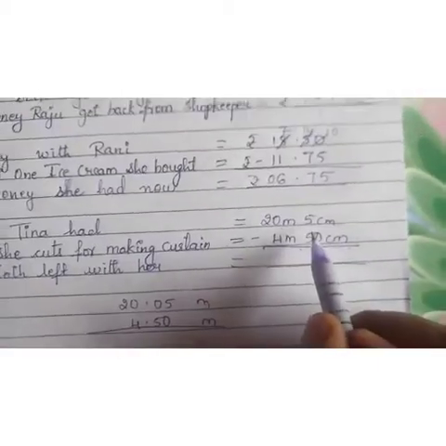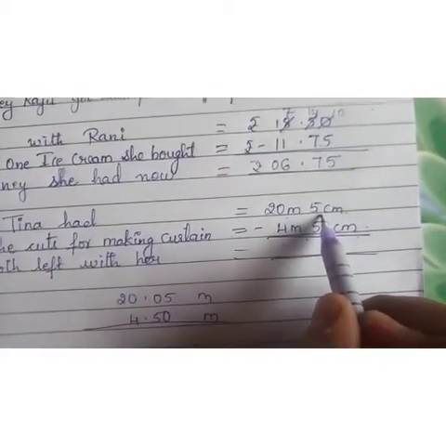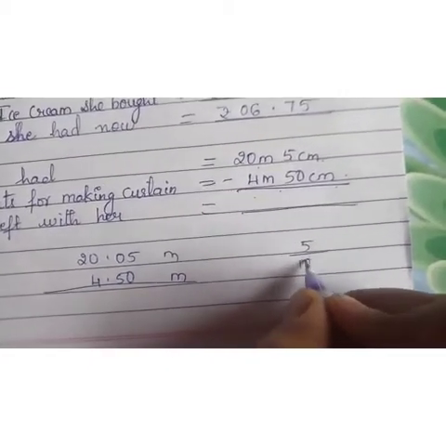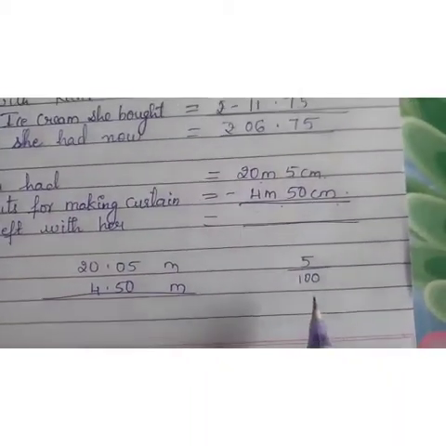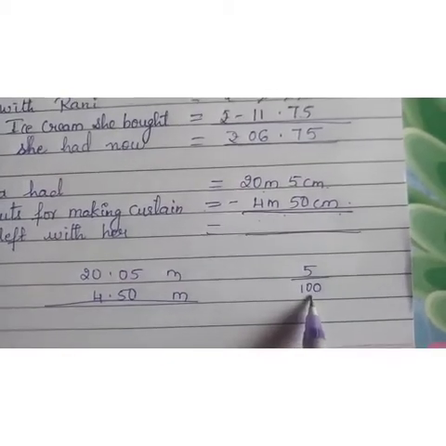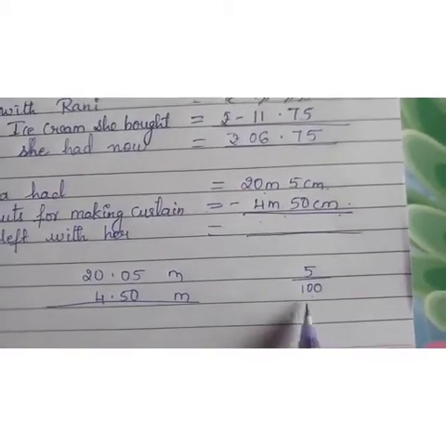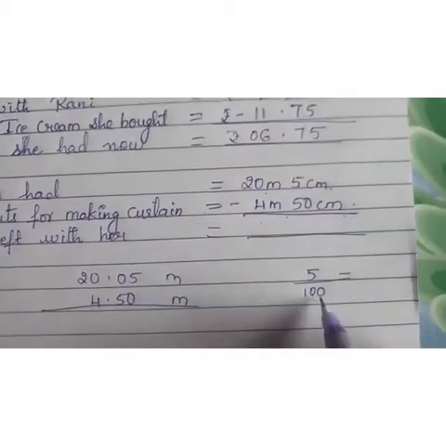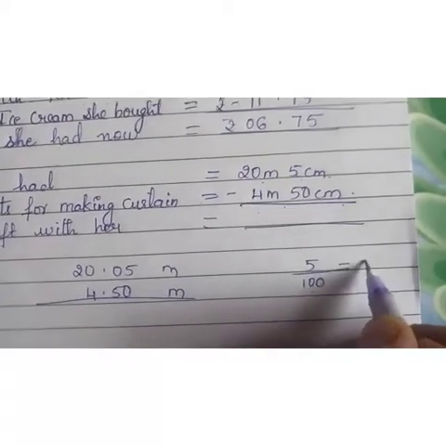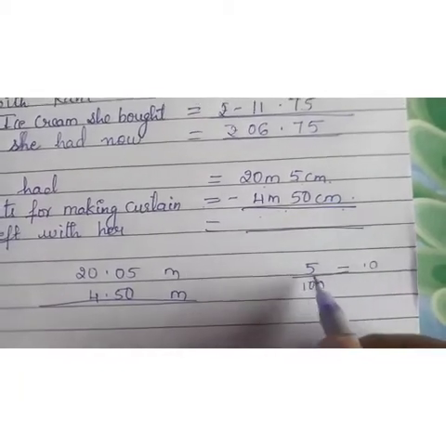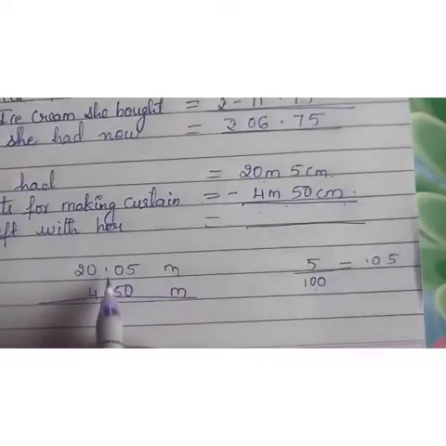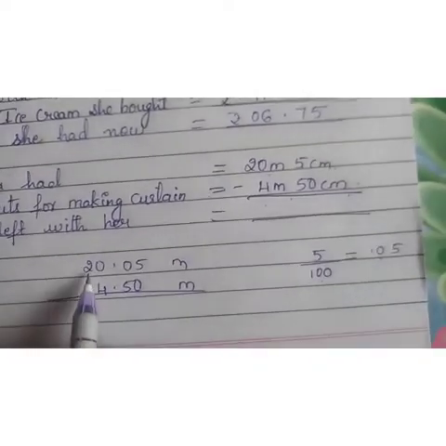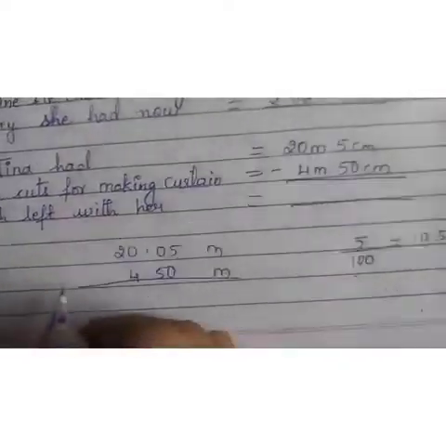So children, when you convert this 5 centimeters into meters, it becomes 5 upon 100, because 1 meter contains 100 centimeters, so 5 centimeters will be 5 upon 100. So when you convert this into decimal, how do you get it? This first 0 becomes point, next one 0 and 5. 0.05. Did you get it? So you have to write 20.05.